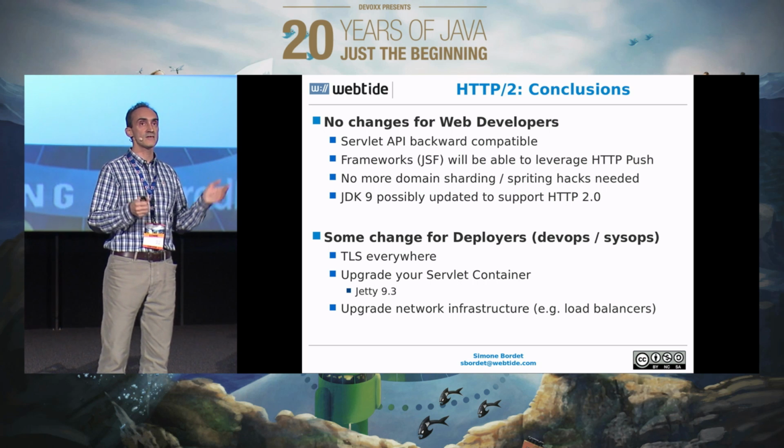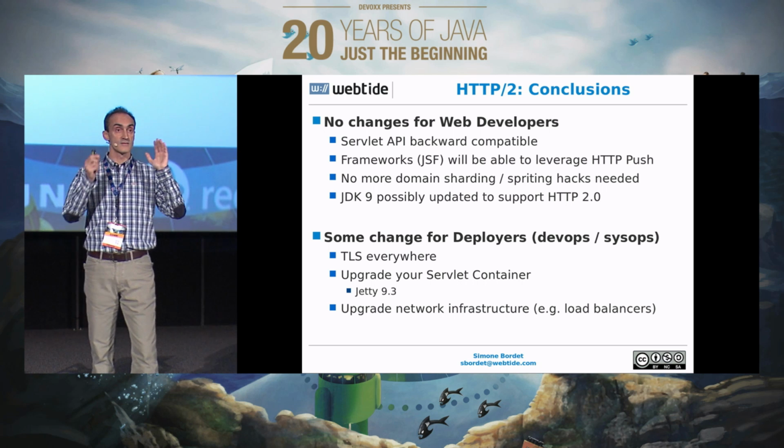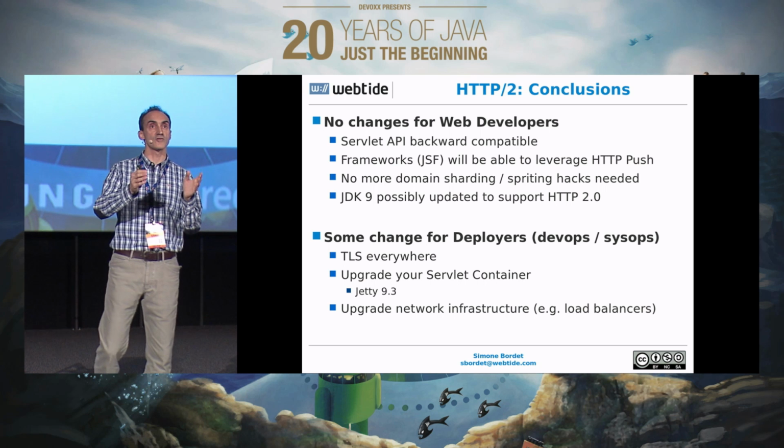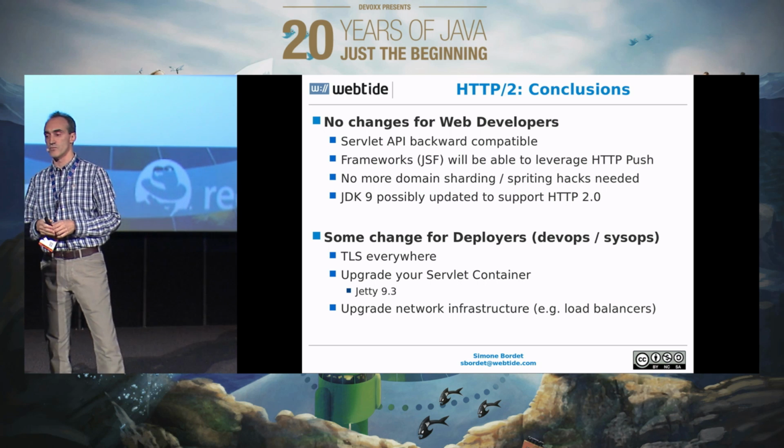So the recommended configuration for you guys is client, HTTP 2 proxy, TLS offloading in a proxy, and then Jetty in the backend or Wildfly or whatever you like.